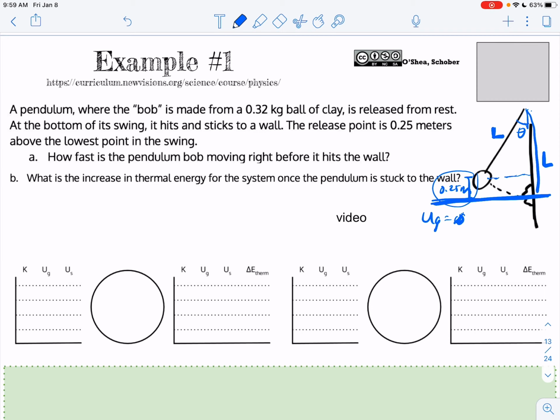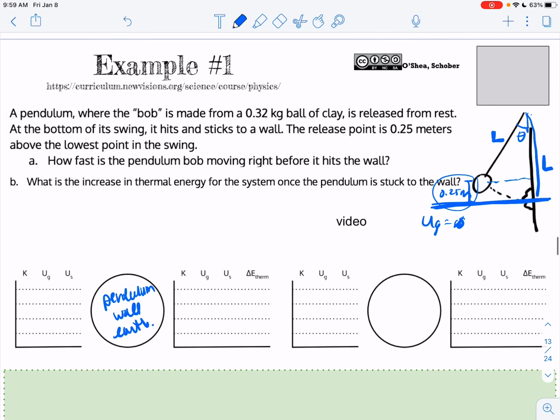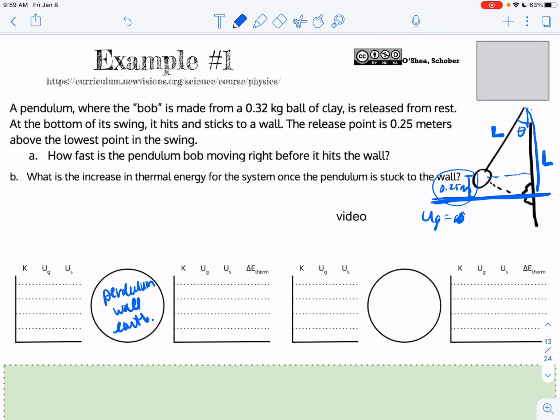All right, so first thing I want to do is put what's in my system. I'm going to put the pendulum, the wall, and the earth, I think. You need to pick the two positions that you're going to work with, because there's an infinite number of places you can choose for the analysis, but you need to choose places that are smart. So the first place would probably be the top of the swing. For part A, it's asking how fast is it moving right before it hits the wall, so as it hits the wall. You want to pick somewhere that's something you want to know.